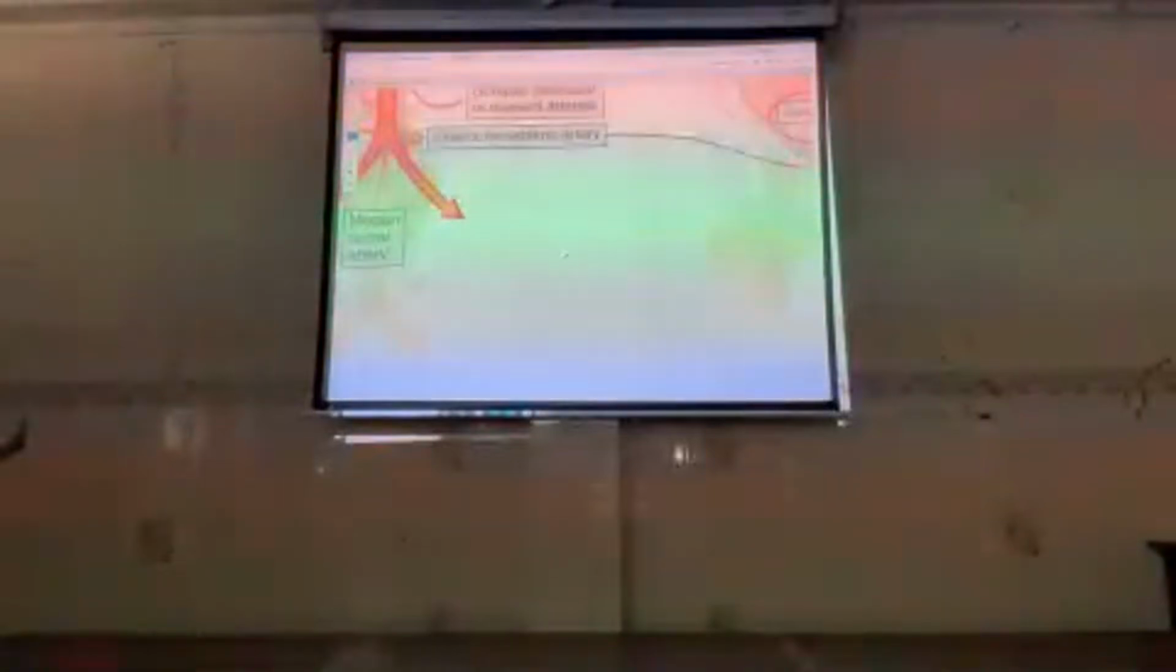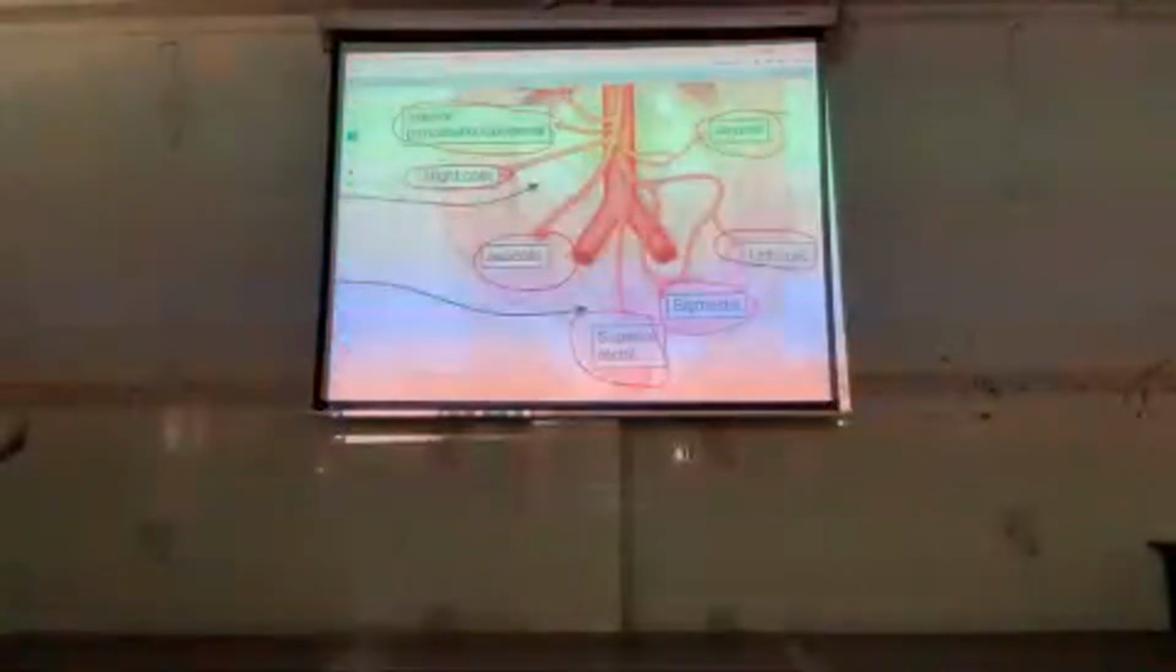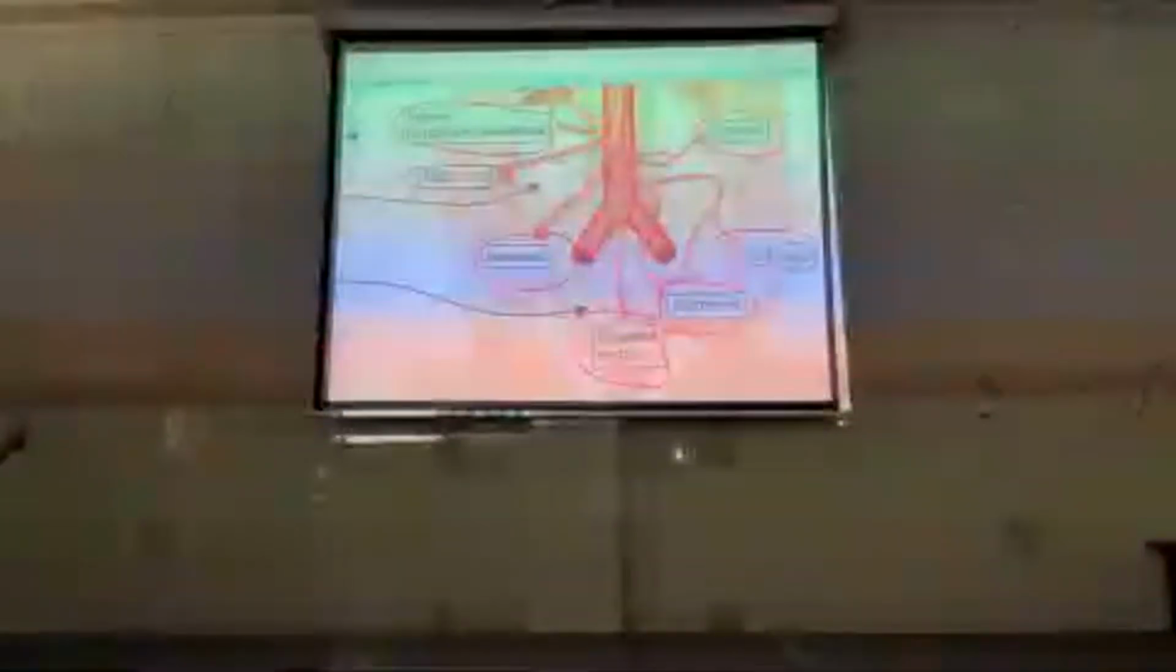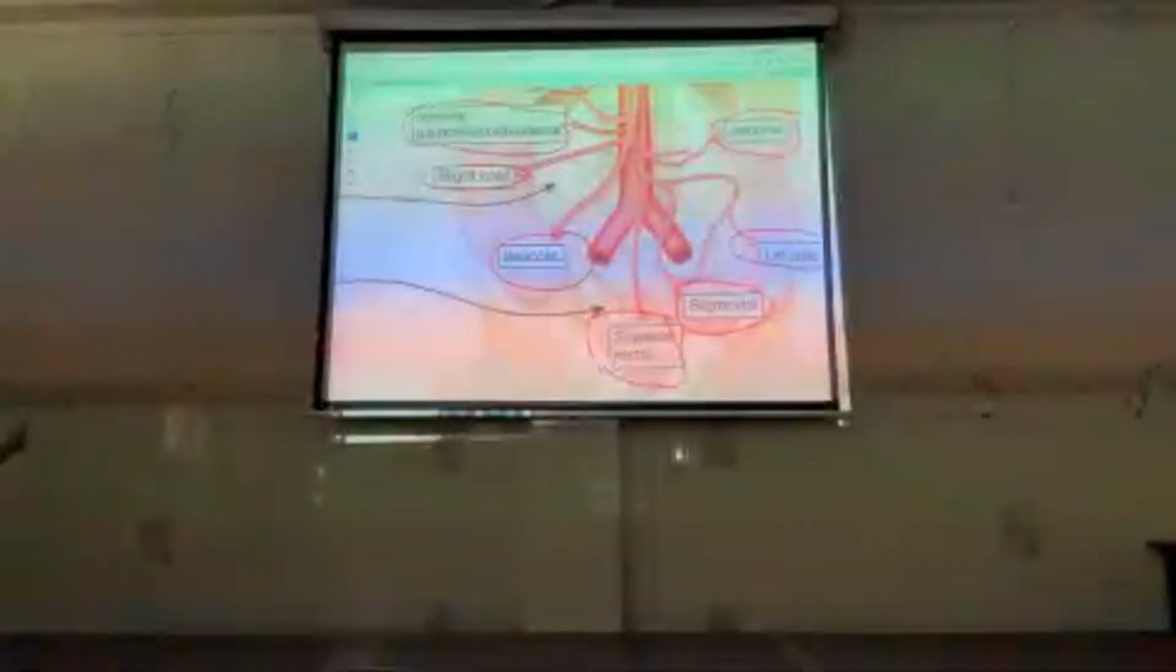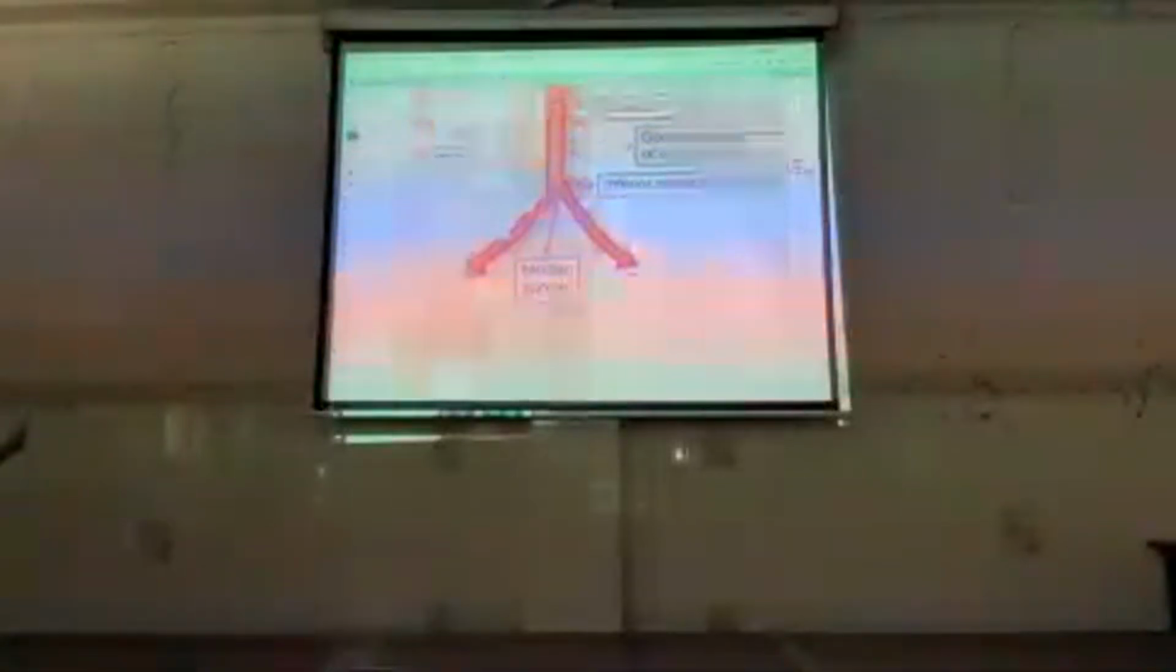Inferior mesenteric artery. What is supplying? Inferior mesenteric artery and superior mesenteric artery. So this is the blood supply of the inferior and superior mesenteric arteries. So this is the schematic representation.